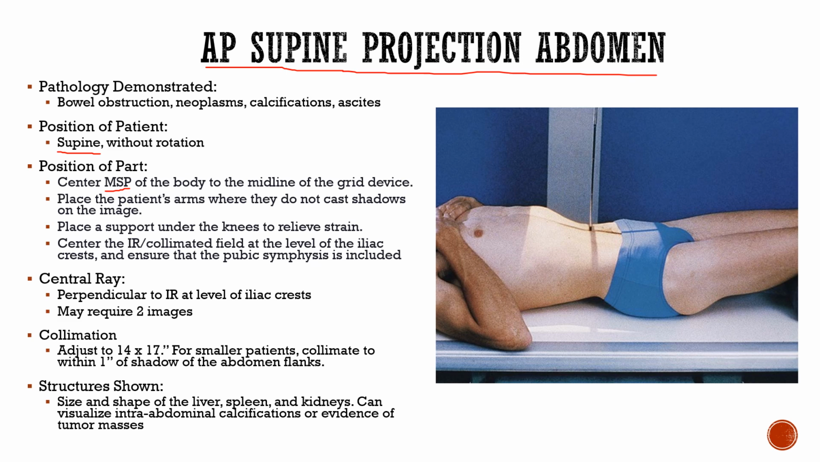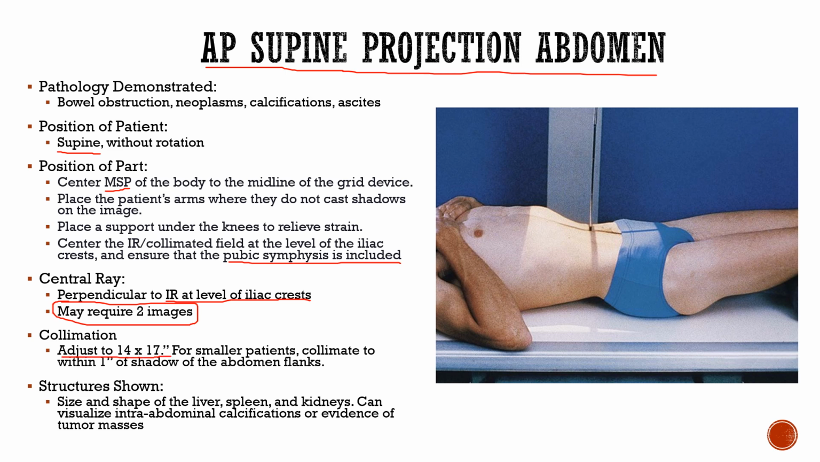We want to make sure we set our collimated field at the level of the iliac crest and make sure that the pubic symphysis is included, which we can ensure by palpating the greater trochanters. We want to center at the level of the iliac crest. However, we know many times we may need 2 images. So we want to adjust to 14 by 17.